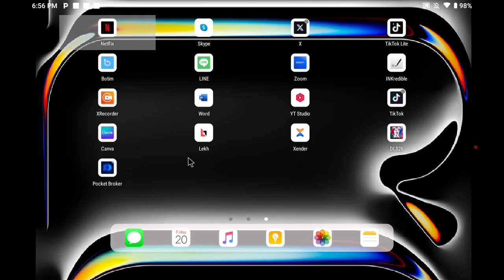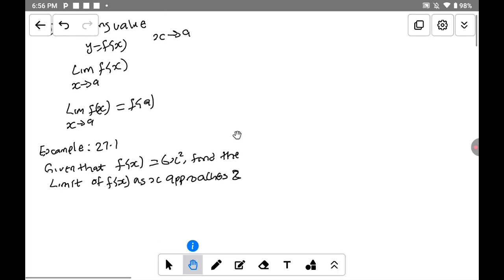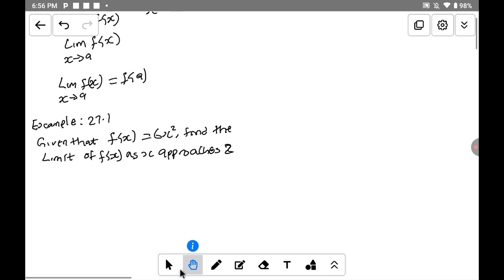That's the question. The question is: given that f of s is equal to 6s squared, find the limit of f of s as s approaches 2. Now, they're telling you that s here is approaching 2, that is, the value of s is now equal to 2. That is what they mean.